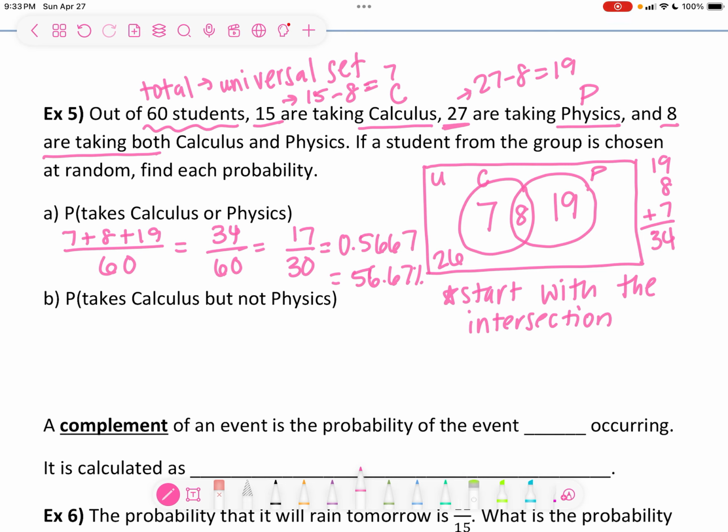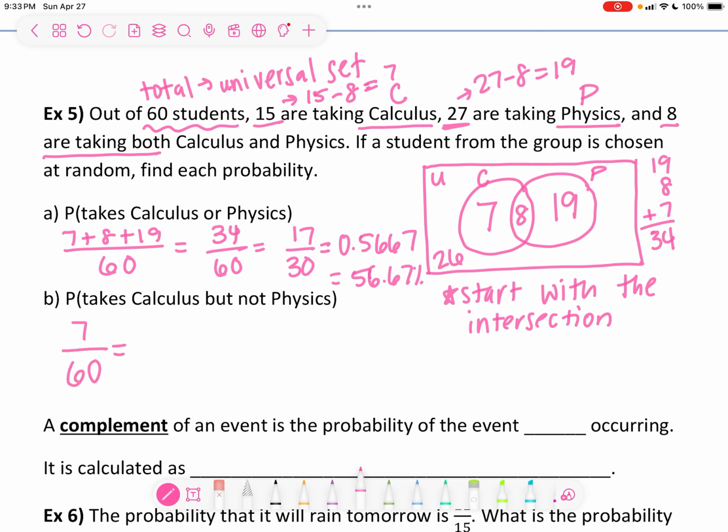Right? Now we're going to do the probability that takes calculus but not physics. So they take calculus, but they don't take physics, which means they can't be in the physics circle. So that crosses out the 8, the intersection, right? That's only the 7 here. So it's only the 7 who only take calculus. So 7 out of the 60 total.